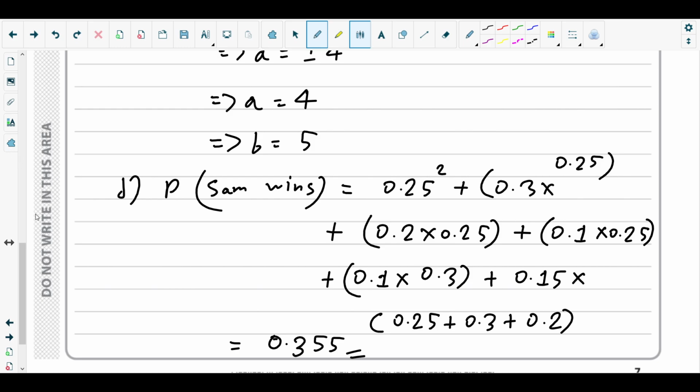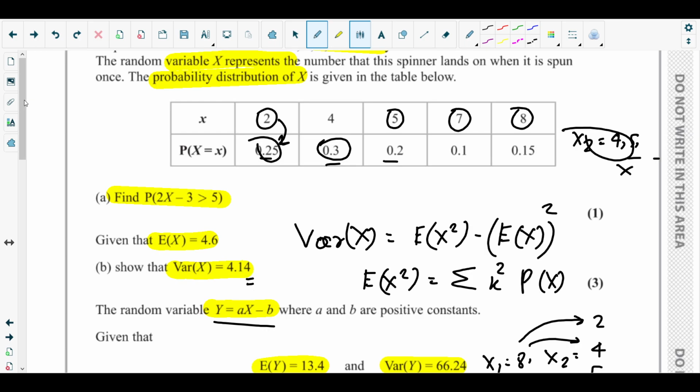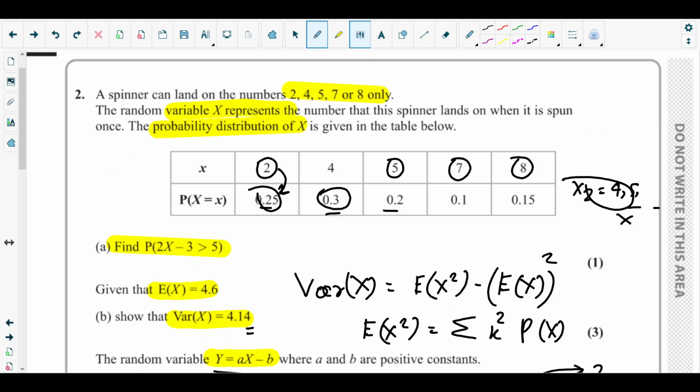Fine. So that's all about the second question from the May 2024 S1 paper. That's it.